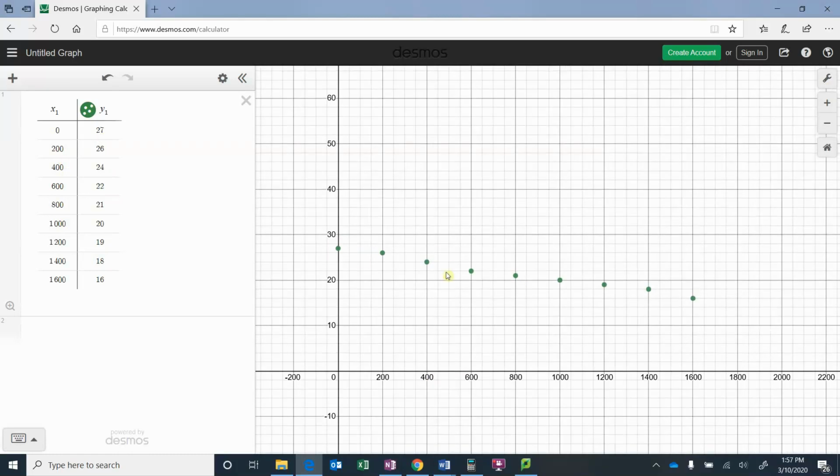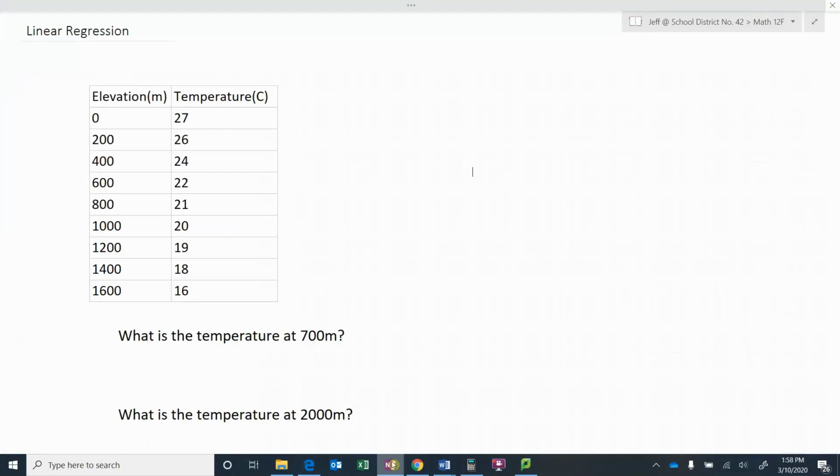And let's look at the data. It's pretty linear. It looks like it's going down in a fairly straight way, so a fairly consistent slope going down there. So I think coming up with a linear model for this would be a nice fit. So remember, the equation of a line is y equals mx plus b. That's the linear model for a line.